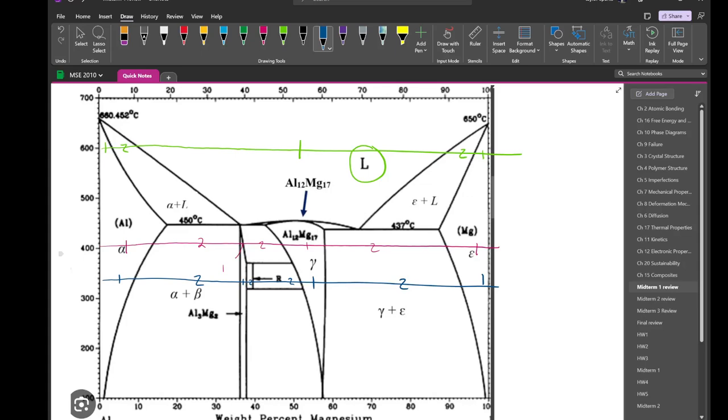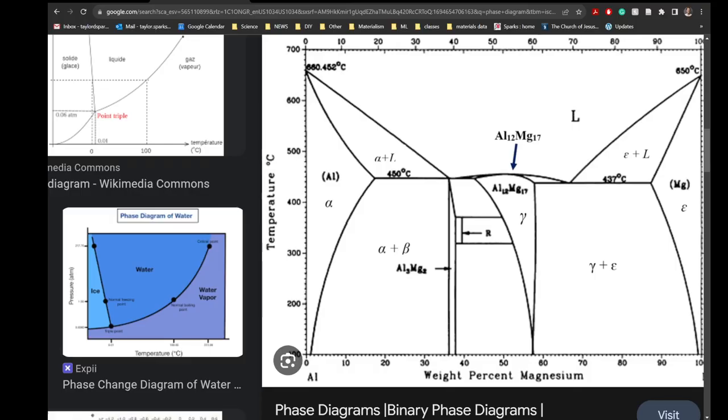Other questions? Yeah. How do you know if you're going from a liquid to a liquid plus a solid? So the liquids are always at the very top of the diagram, and next to it, you're always going to have a liquid plus solid or liquid plus liquid. You can have immiscible liquids. Let's show you what that looks like.